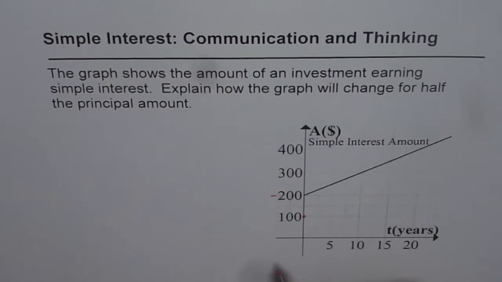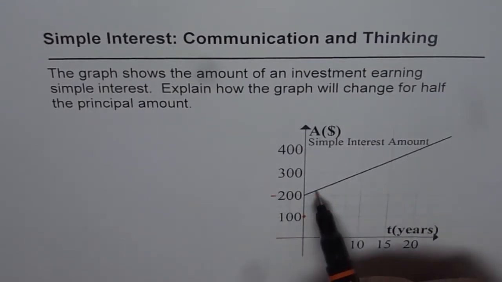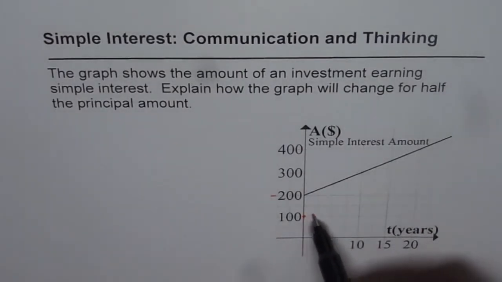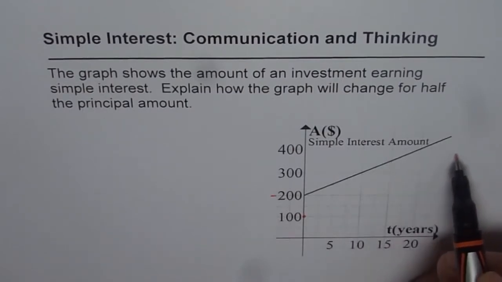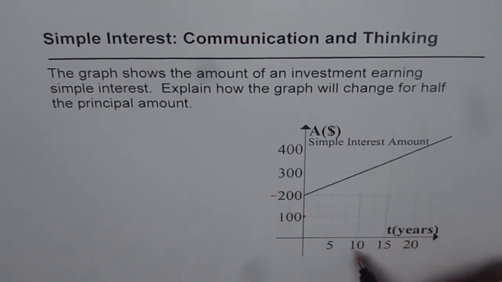Now first, before answering the question, let me share with you a common mistake. It seems that some students just draw the graph from 100 parallel to the line given. So they'll draw a graph like this, which will have the same slope, right? Thinking that since the rate of interest is the same, the graph should have parallel lines.